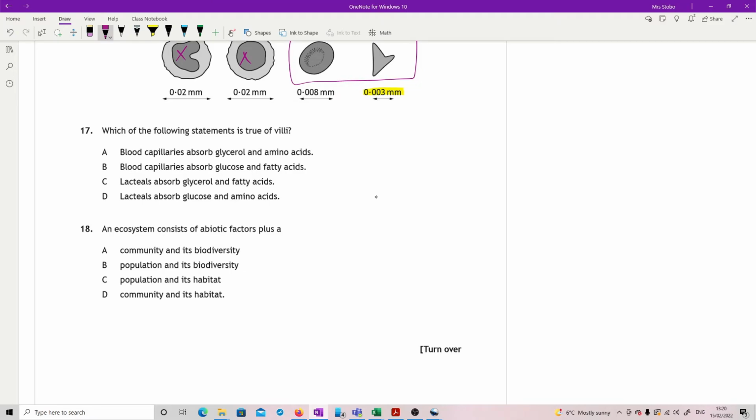Question 17. Which of the following statements is true of villi? Okay, so these are inside the gut, our little finger-like projections, which have 2 points inside them for absorbing. You've got blood capillaries all inside. They are taking in your amino acids from protein digestion and your sugars from carbohydrate digestion. They go straight into the blood capillary.